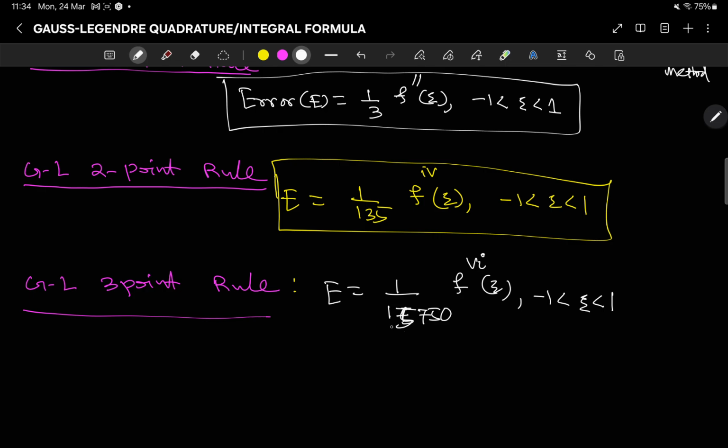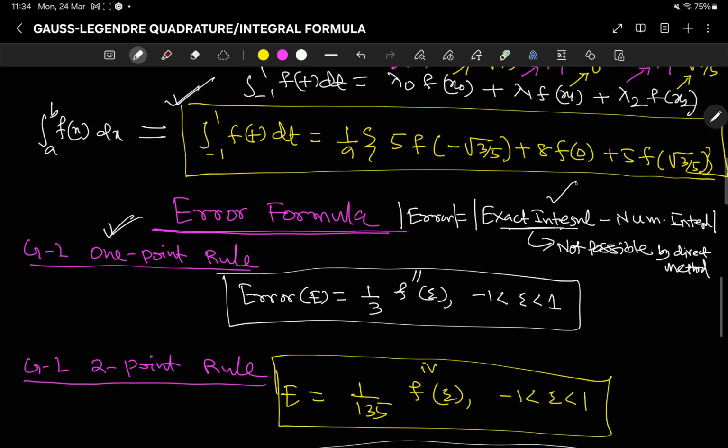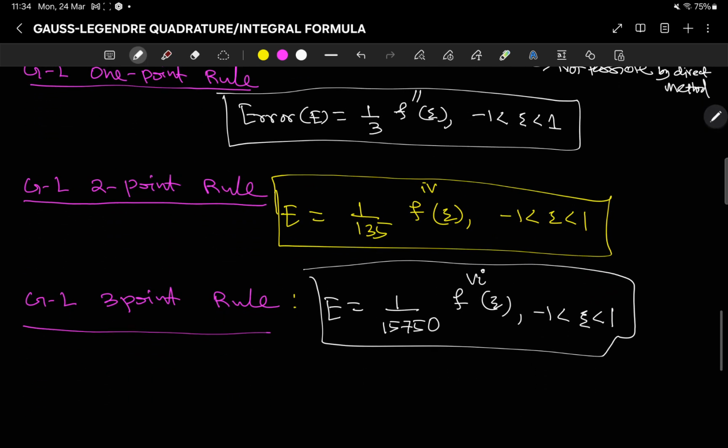Okay, it is 1 by 15750. So this is the error formula. Usually we take the error by direct integration, the difference of the numerical integral. Okay, if the direct integration is not possible, then we use this formula. Okay, let us discuss some problems.